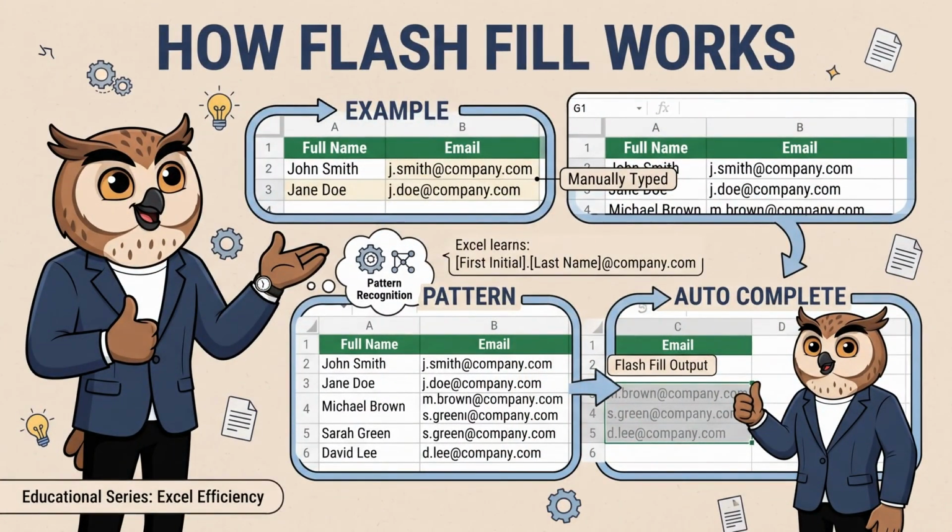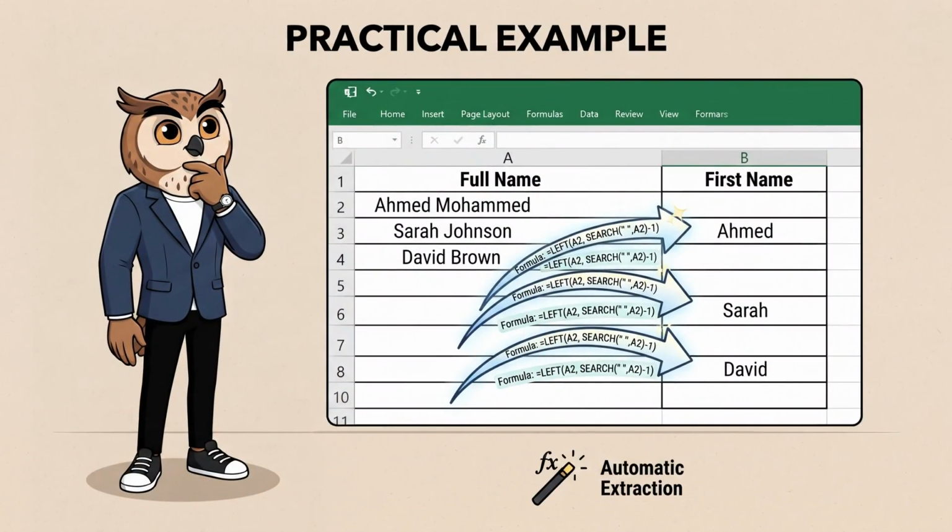Flash fill works by recognizing patterns in your data. You simply provide 1 or 2 examples, and Excel analyzes your input to predict what should appear in the remaining rows. Once Excel understands the pattern, it automatically fills the rest of the column without requiring you to type each value yourself. Imagine you have a column containing full names, such as Ahmed Mohammed, Sarah Johnson, and David Brown. Your goal is to extract only the first name from each entry. Instead of editing every row manually, Flash fill can complete the entire task automatically after seeing only a couple of examples.